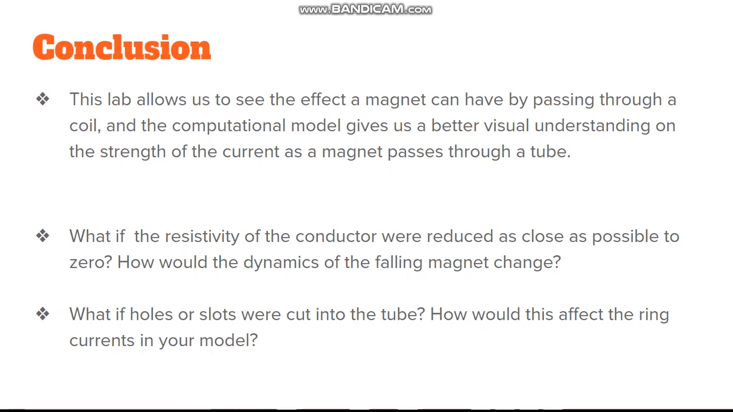What if holes or slots were cut into the tube? How would this affect the ring currents in your model? Basically, since the geometry is not complete anymore, there are fewer rings and a weaker induced current and dipoles, and so the magnetic force decreases and the fall time decreases too.